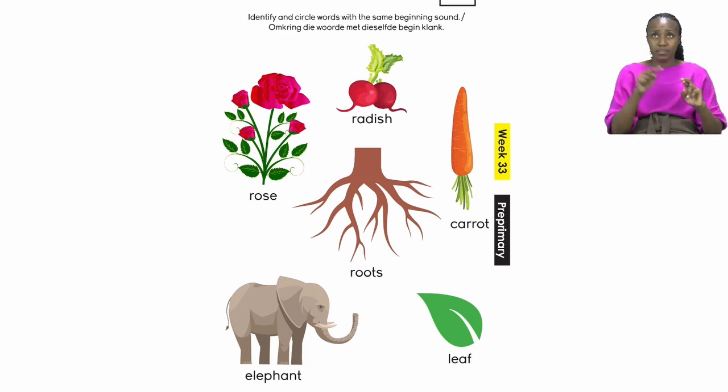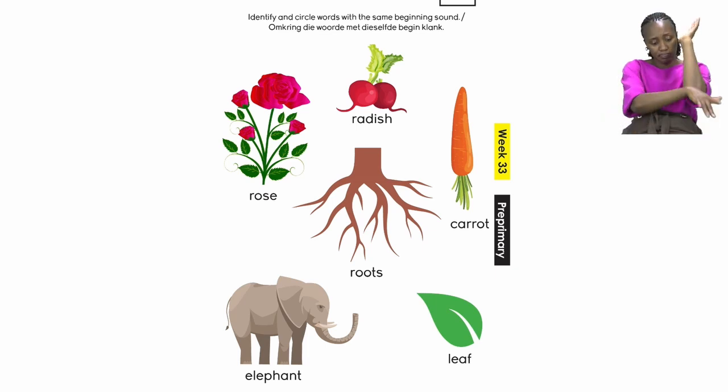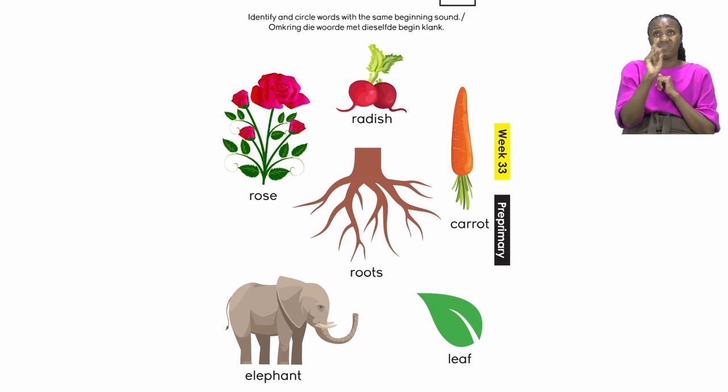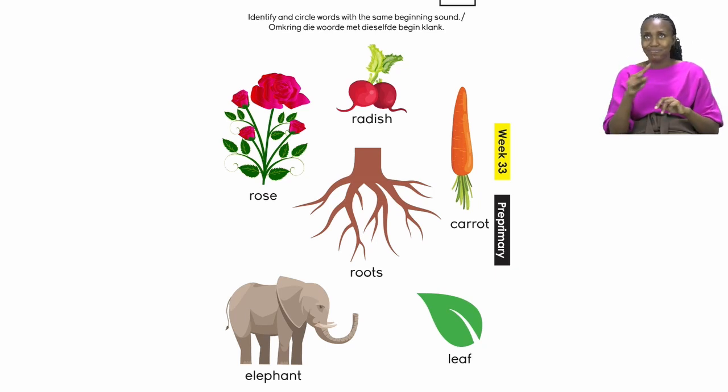Let's try the last one, the one in the middle, roots. We will try with the radish. Radish. Roots. Yes, they do have the same beginning sound. Well done, everyone. So that means the rose, radish, and roots all have the beginning sound.